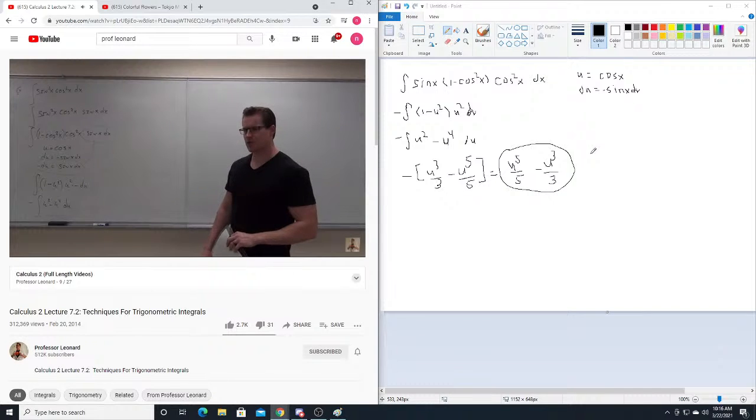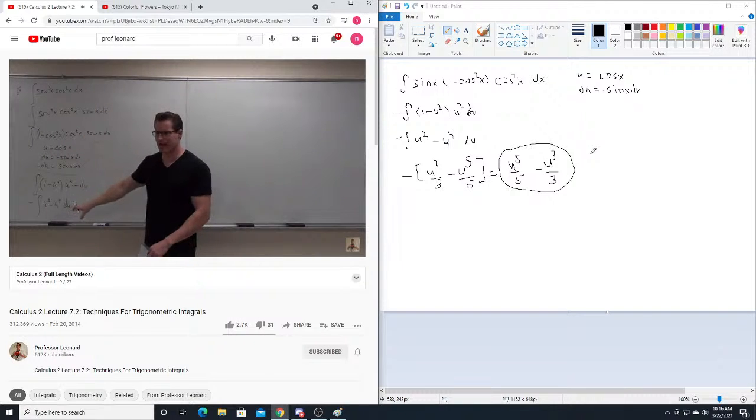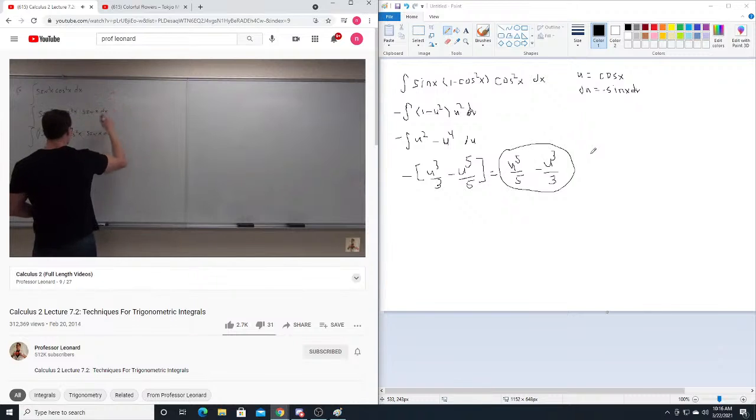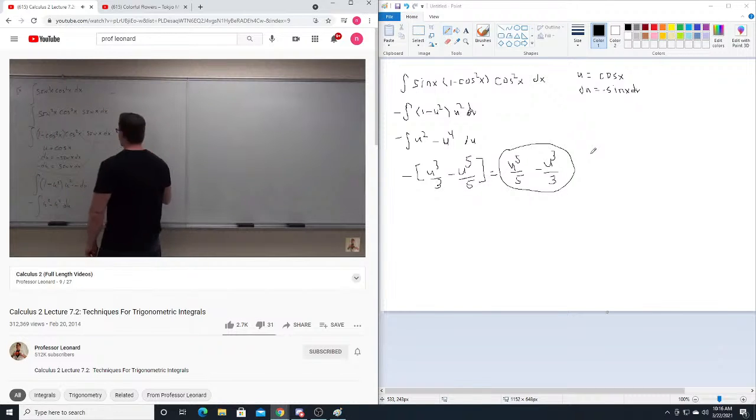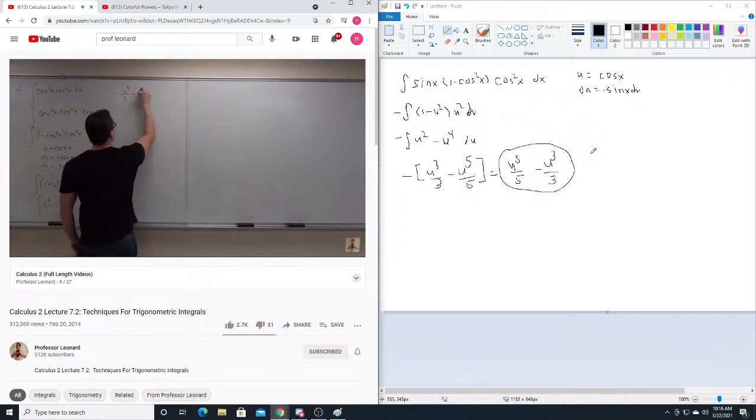You guys okay with this so far? We just changed a really nasty integral, where we go, man, how am I going to do that, into something really, really easy. This is brilliant. So we'll have negative. What's the integral of u squared? U cubed over 3. Minus what? U to the 5th over 5.